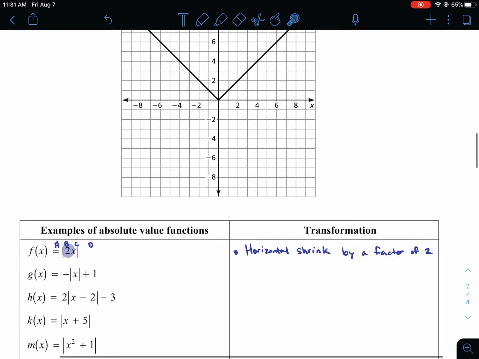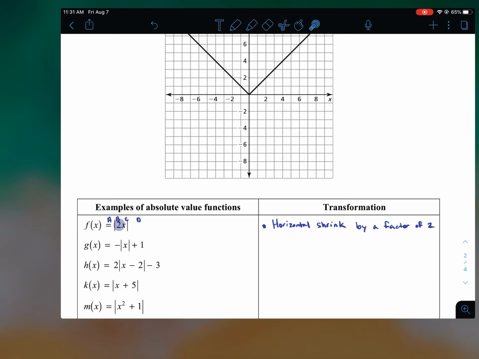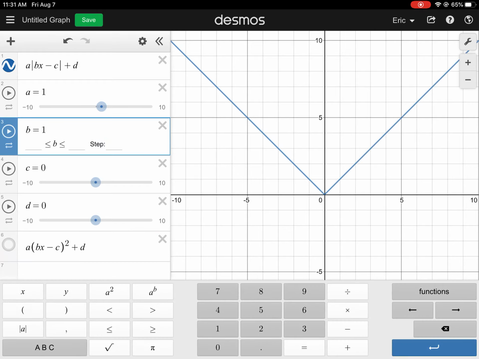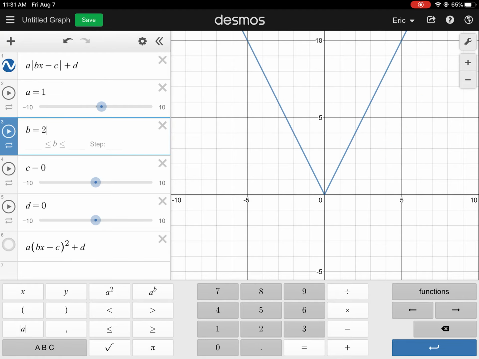So I want to show you this in Desmos. If we look at Desmos, there is your standard absolute value. Now if I put in a 2 for B, so here's B, I'm going to put in a 2 and you'll see how this changes. So take a mental picture, and now what if I change it to 2? Okay, notice how the graph has become skinnier, the lines have become steeper. That is just like a vertical stretch, which is opposite, which is a horizontal shrink.